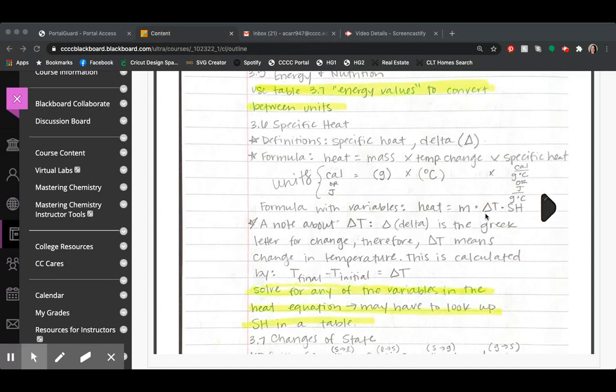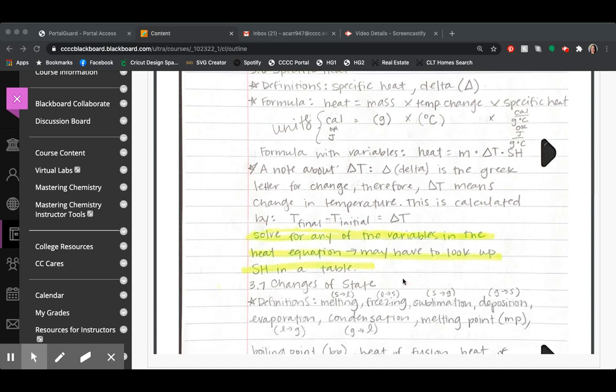And then the other thing is that for delta T, just remember that it means change. And the way you calculate that value is the final temperature minus the initial temperature. That is your delta T, or change in temperature. And this is just a formula. You're going to use it so much it'll get stuck in your head.